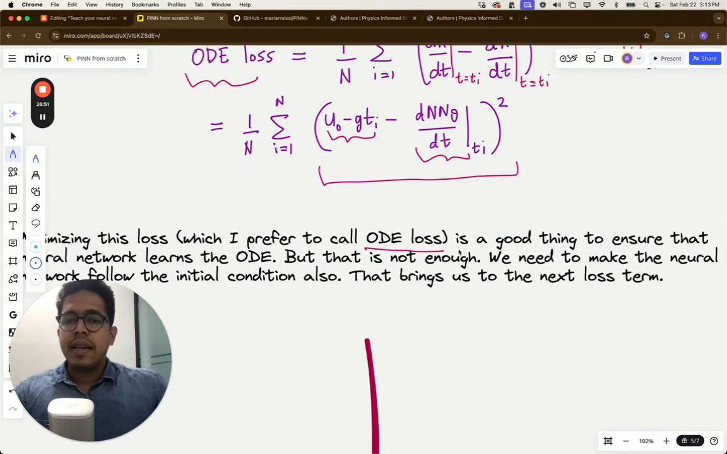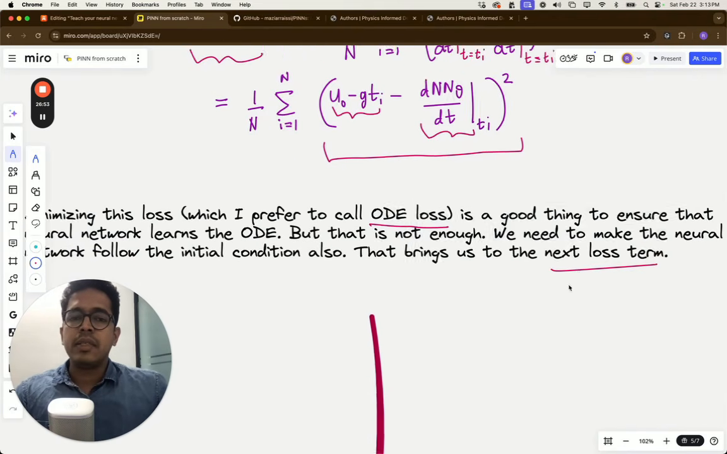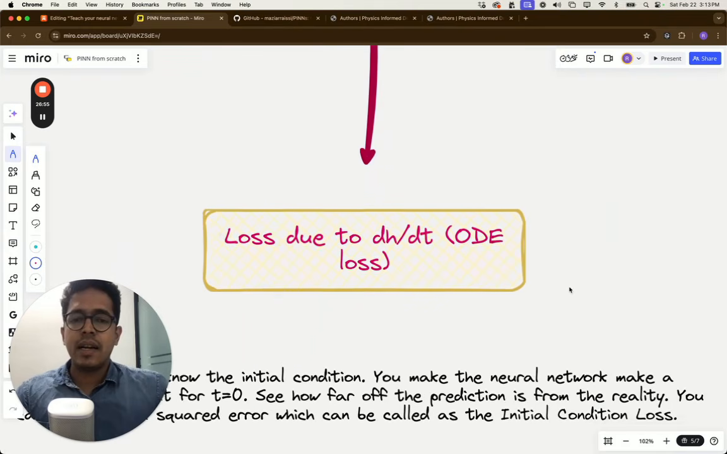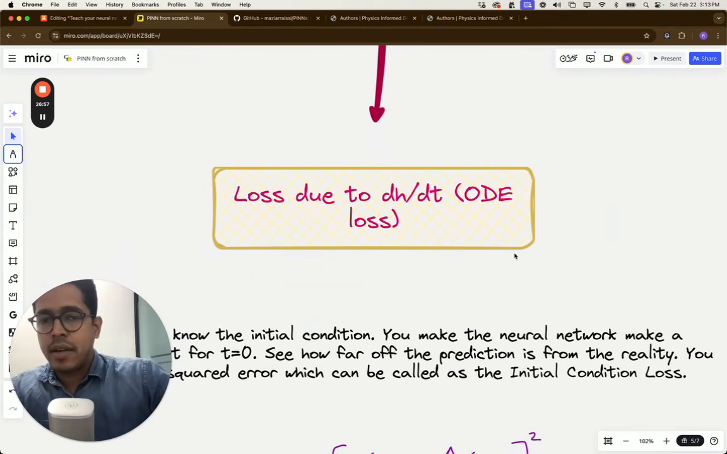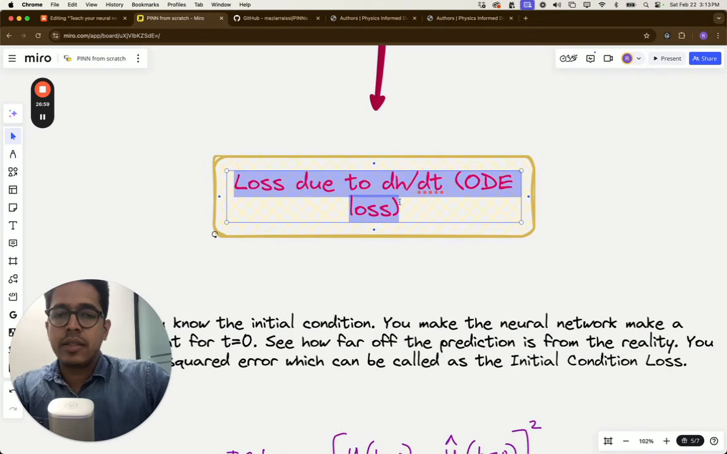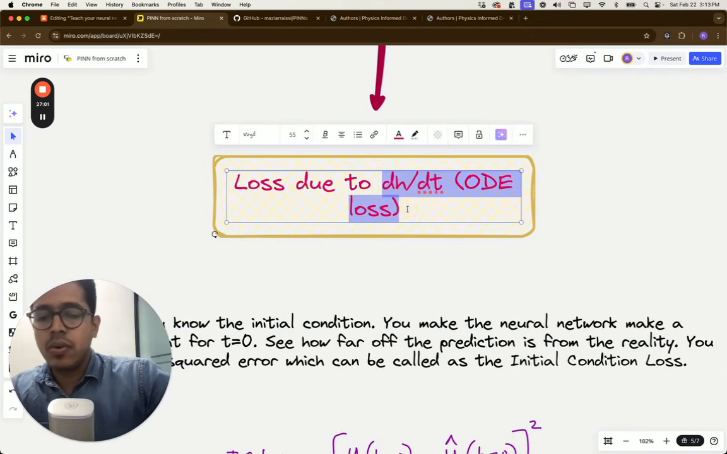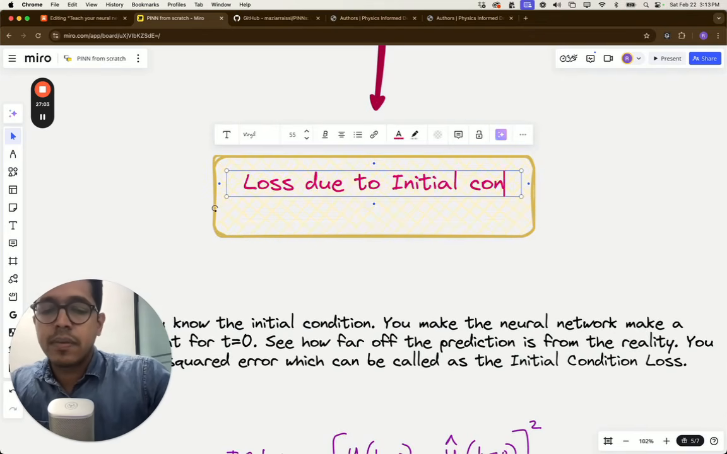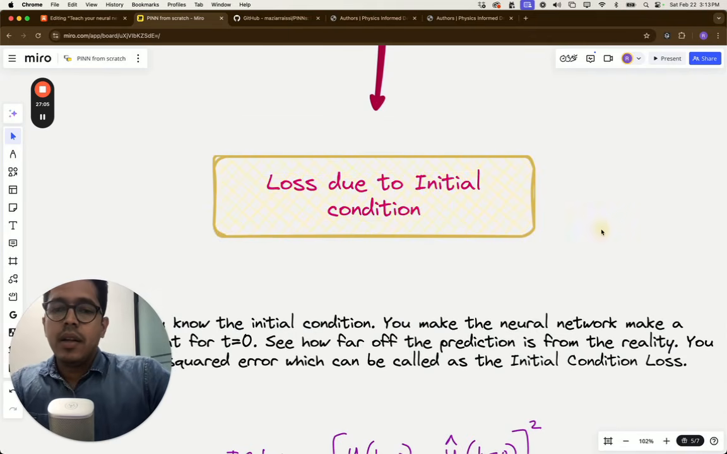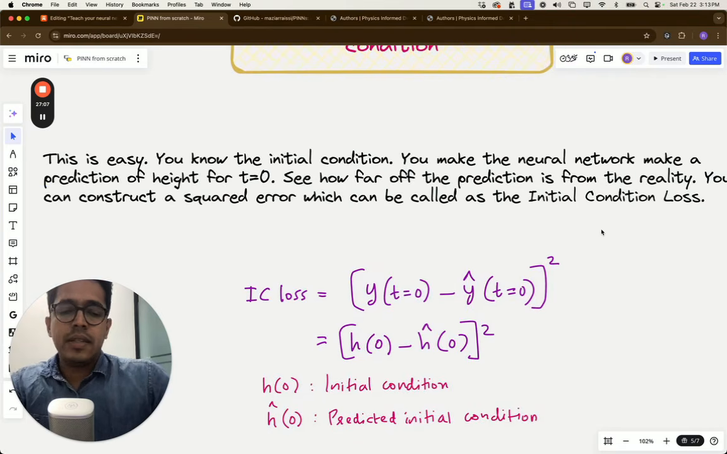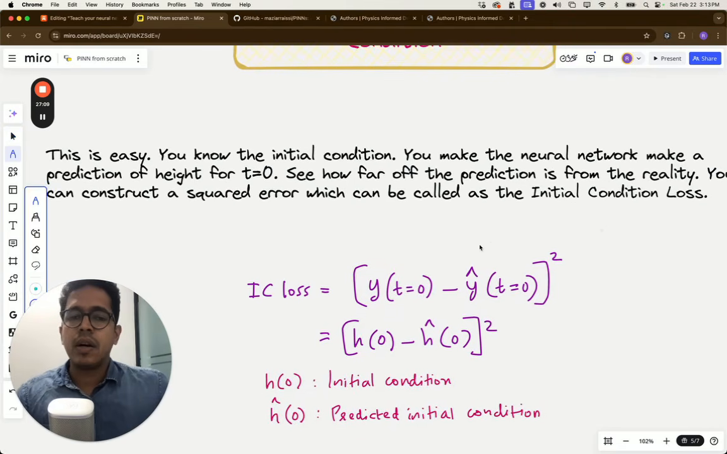Now let's look at the next loss term. Next loss term is nothing but the initial condition loss. Okay, so I have written here loss due to dh by dt. That is not the case. This should be loss due to initial condition. So what is this? This is fairly easy compared to ODE loss.